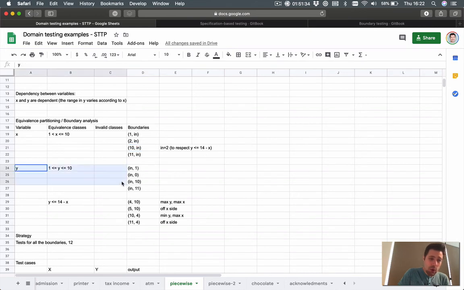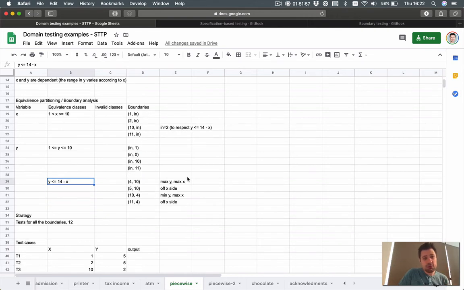Then when we go to y, we have a similar restriction. So we can just pick values for y based on the on and off analysis that we know how to do. And then we choose in points for x, also respecting the restrictions of x. So x has to be between 1 and 10. Great. And then we go and analyze the specific restriction y smaller than or equal to 14 minus x.